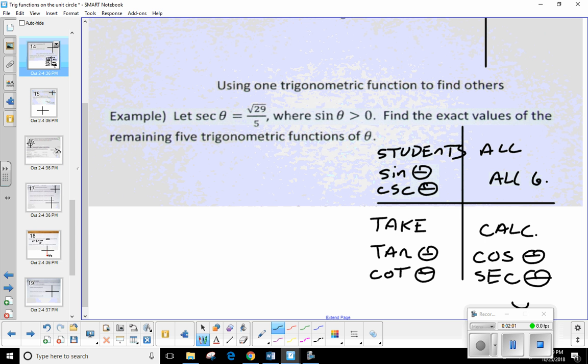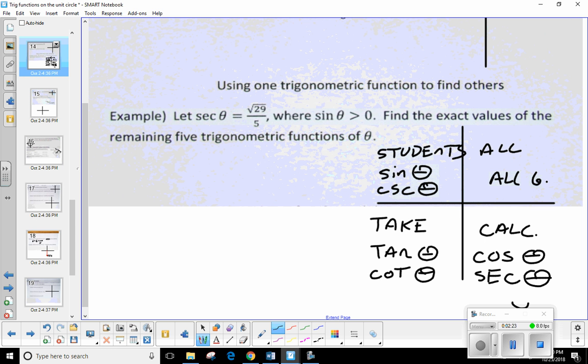All right, so let's look at this type of problem here. And I believe we're about maybe halfway into that packet. It's on the page where at the bottom you have a picture of that robotic arm. Well, it says let secant of theta equal the square root of 29 over 5. And we're told that sine of theta is greater than 0. Find the exact values of the remaining 5 trig functions of theta.